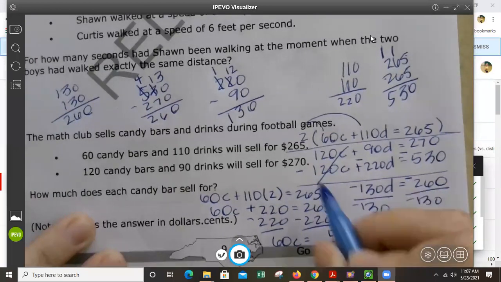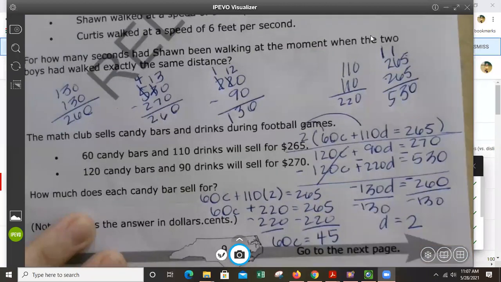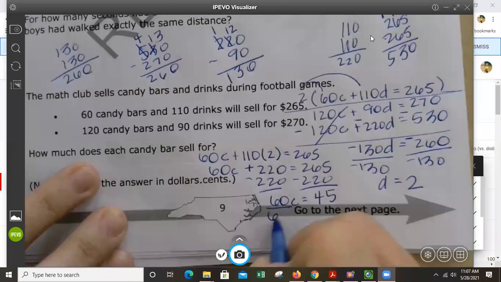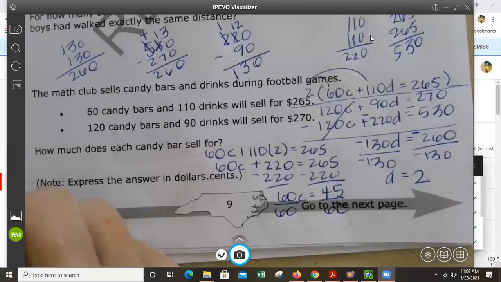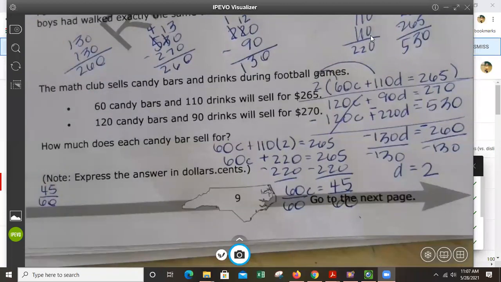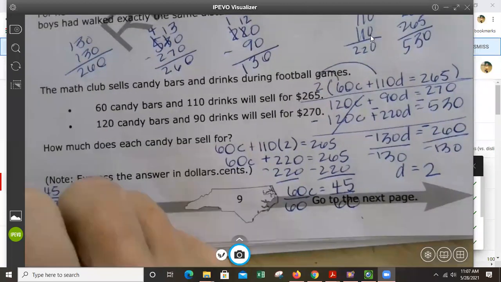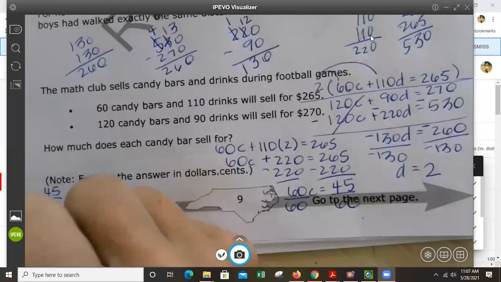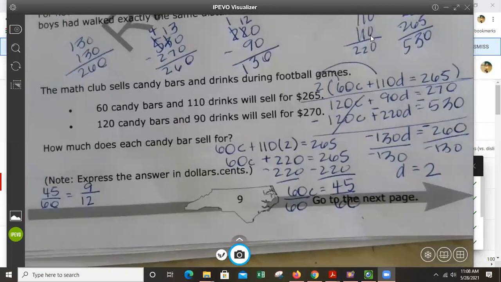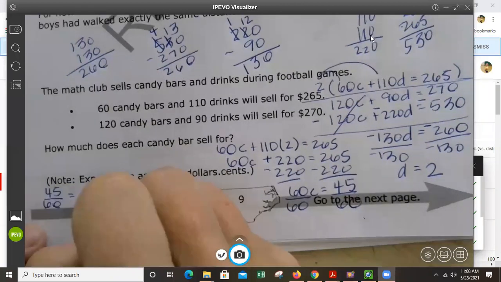We take away that 5. 6 minus 2 is 4. And then here's where it gets a little bit crazy. We're going to divide by 60, but it shouldn't be hard for you, okay? 45 over 60. Both will reduce by what? 5. 9 times 5 is 45. 60 is 12, right? Everybody good with that? That's multiplication tables. Will those reduce? By 3. So we get 3/4.